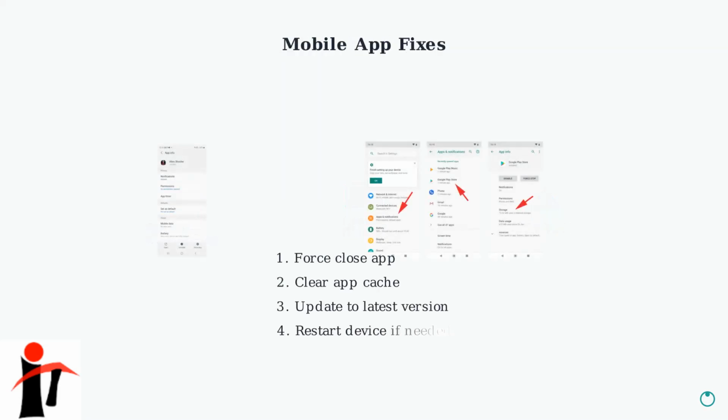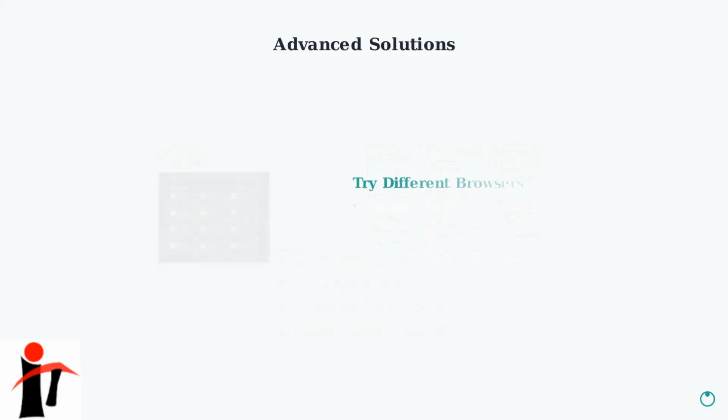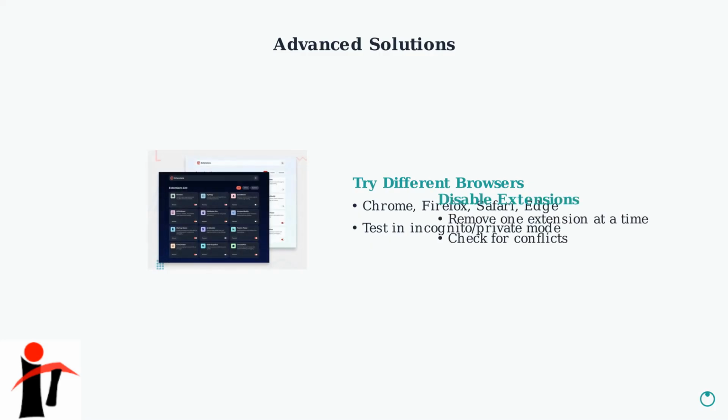For mobile app users experiencing issues, start by force closing and restarting the Poe app. Clear the app's cache and data through your device settings, and ensure you're running the latest version from your app store. If problems persist, try using different browsers like Chrome, Firefox, or Safari to isolate browser-specific issues. Disable browser extensions one by one to identify conflicts, as some extensions can interfere with web applications.